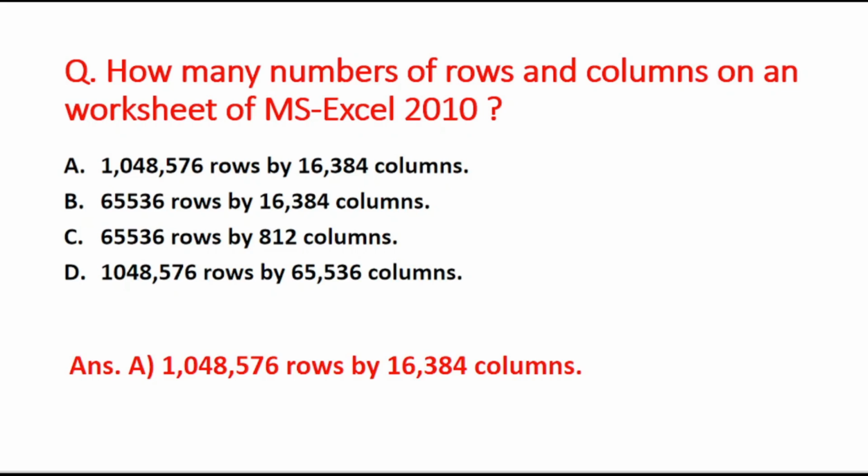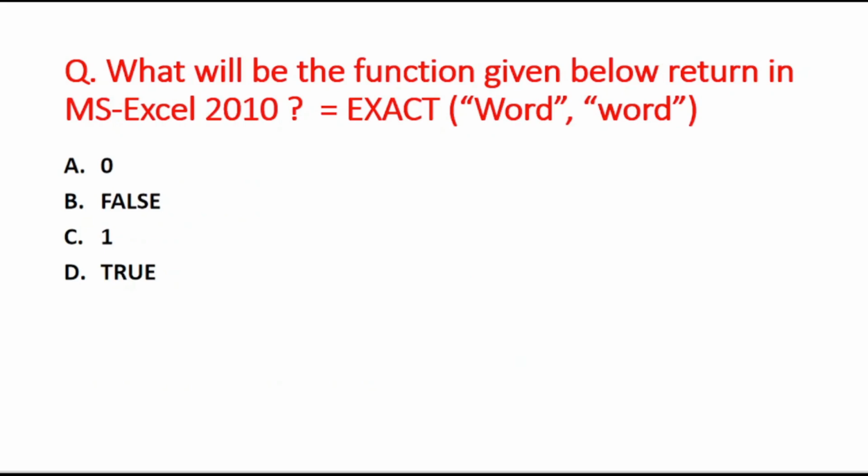Next question is what will be the function given below return in MS Excel 2010? So here the function is the exact function and the two strings are given, that is word and word. Okay, so in the previous session we discussed that the exact function compares two text strings and returns true if both the strings are the same and returns false if both the strings are not exactly the same. But one more thing जो मैंने वहां पर mention की थी वो थी that the exact function is a case sensitive function.